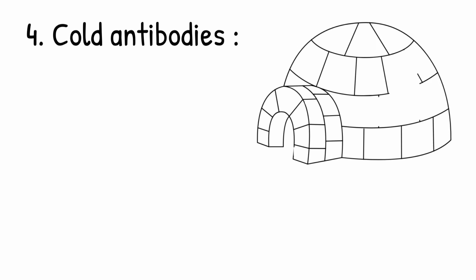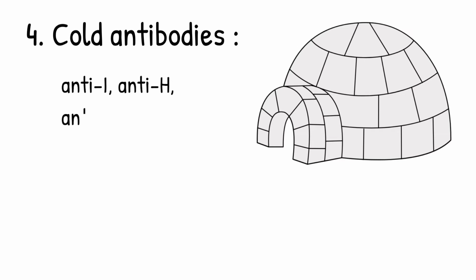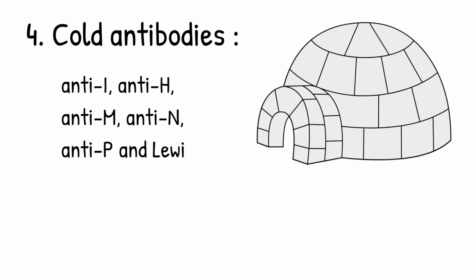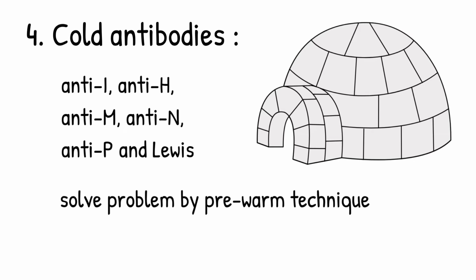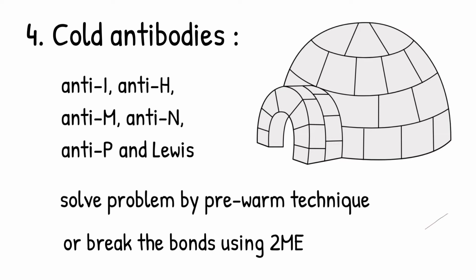Fourth, cold antibodies, which include anti-I, anti-H, anti-M, anti-N, anti-P, and Lewis. We can do a few things to try to solve these problems. We can perform grouping using the pre-warm technique or break the IgM bonds using 2-ME.